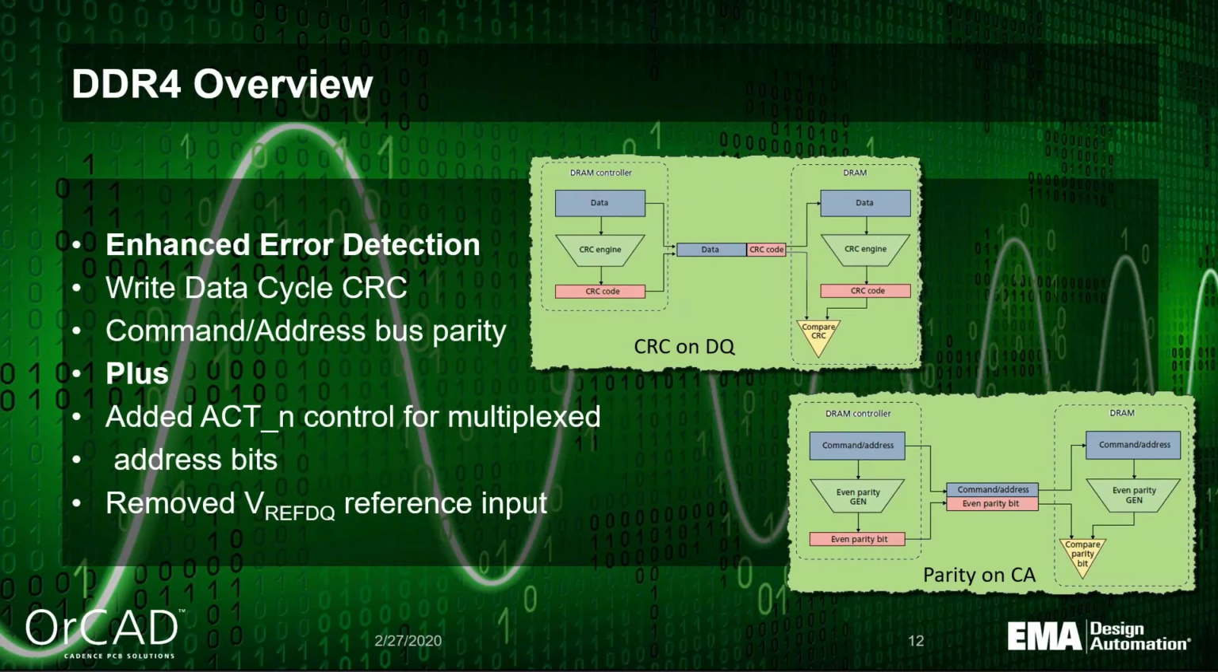There have also been some enhanced error detection improvements. On the data side, you can do cyclic redundancy checks, with a much improved CRC code flow. The command and address bus now has parity bits, so you get much more accurate data transfer. There are other things too, for instance, an ACT control pin, which allows you to multiplex the address bits. Just a couple of the high-end address bits are multiplexed with this control. They've also removed the VREF DQ line, which is the reference input for the data bus. This is now handled completely internally, so it's not an additional pin or additional current requirement for the device.